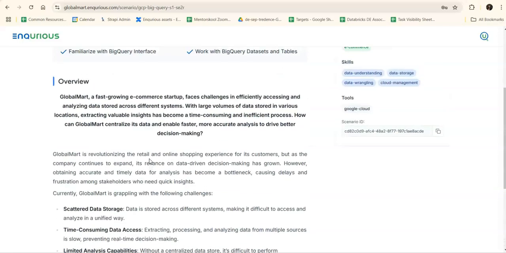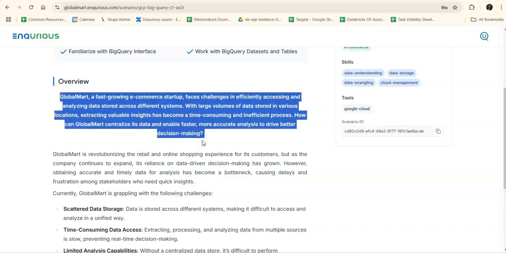At Enqurious, we believe that the best way to learn is to dive in. That's why the platform focuses on hands-on experiences, giving you the chance to solve challenges and apply your knowledge in real-world problems. That is why we always start with a problem.